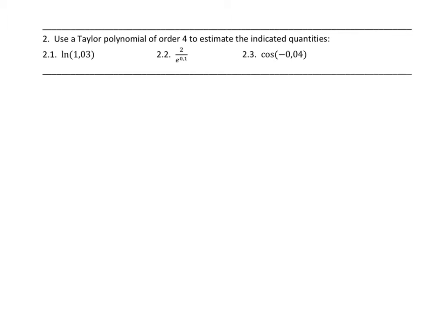In this video, we're going to use a Taylor polynomial of order 4 in order to estimate the value of 2 over e to the 0.1. If we're going to find a Taylor polynomial, then we need two things. The first thing we need is the function that we're going to estimate, so the function that we're using the Taylor polynomial to approximate. And the second thing that we need is the point a around which we're going to do our approximation.